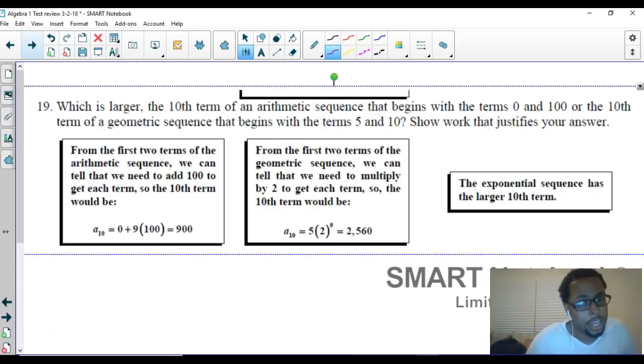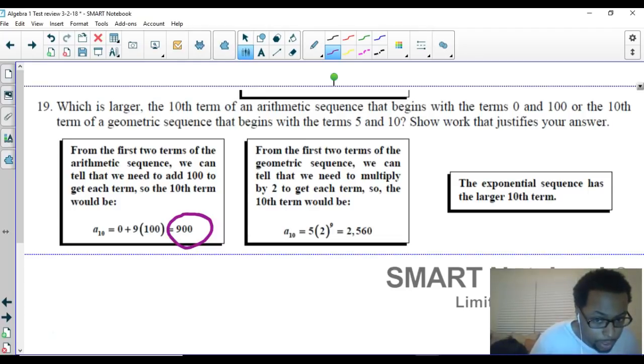Which is larger, the 10th term of an arithmetic sequence that begins with the terms 0 and 100? For the first 2 terms of an arithmetic sequence, we can tell we need to add 100 to get each term. So the 10th term would be this. Okay, arithmetic sequence. What do we do in an arithmetic sequence? We add. Does that make sense, guys? We add.